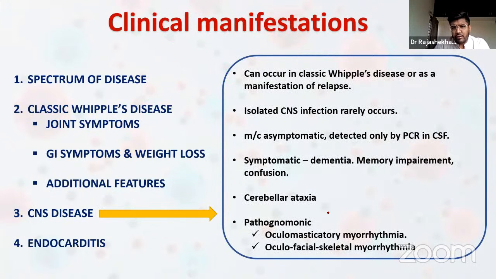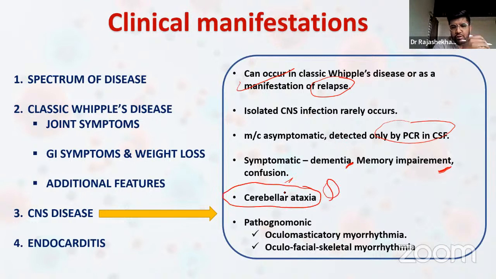The CNS is one particular discussion which we should take up here. The classic presentation can occur, or it can occur as a manifestation of relapse also. Isolated CNS infection is very rare, although in many patients who are asymptomatic from the CNS standpoint, if you get a PCR from the CSF, it may be positive, but they can be asymptomatic. In a symptomatic patient, the majority of presentations are dementia, memory impairment or some cognitive impairment with confusion. Cerebral ataxia is also very common. One of the causes of GI involvement with cerebral ataxia is Whipple's disease.